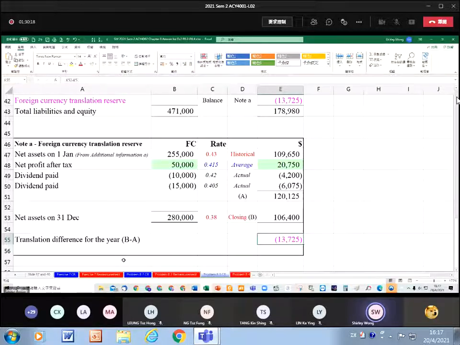So if no questions, let's look at the remeasurement method. So remeasurement method is a little bit complicated.